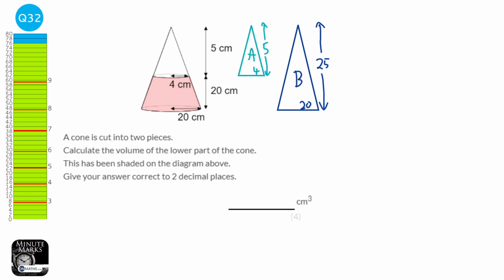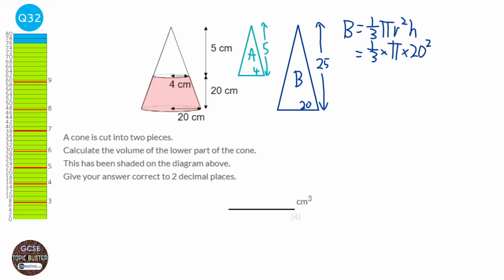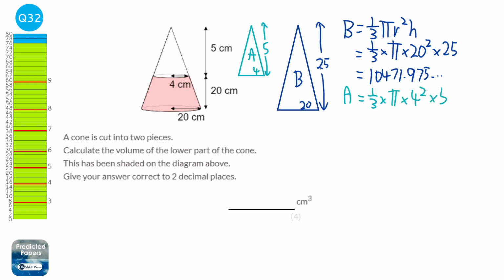So I'm just going to label them A and B. And so why don't we work out the volume for B first? And the formula for the volume of a cone is 1/3 pi r squared h, with h being the perpendicular height. So it's 1/3 times pi times 20 squared times 25, which is going to be 10,471.975 blah blah blah. We're going to work out the volume for A, and this time it will be 1/3 times pi times the radius now is 4, and the height is 5. So that will be 83.775 blah blah blah.